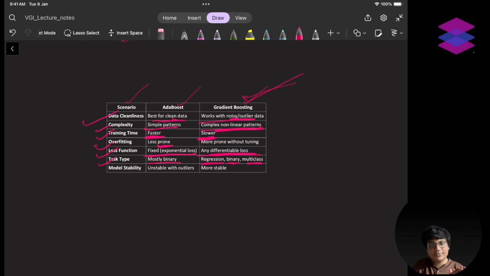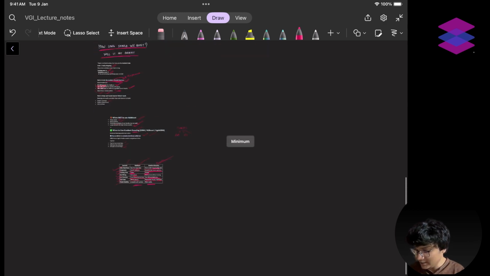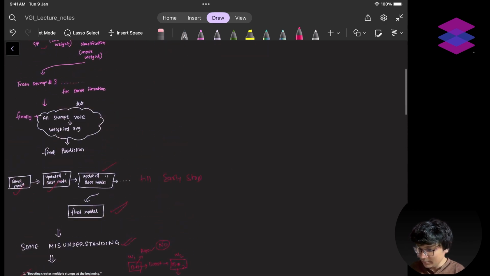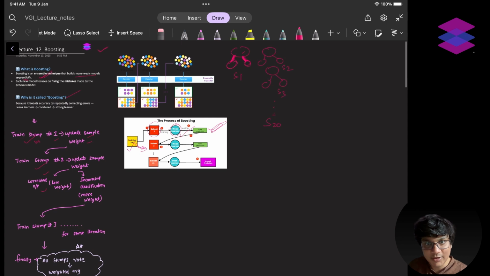So adaptive boosting is for whenever you have a mostly binary problem. Model stability: adaptive boosting is unstable with outliers, while gradient boosting is more stable. So till now, what we have figured out is that if we have good compute, we should definitely go for gradient boosting, right? These are a little glimpse of boosting. I hope you understood. Just let me know if you have any issue in the comment section, and I'll definitely revert back.